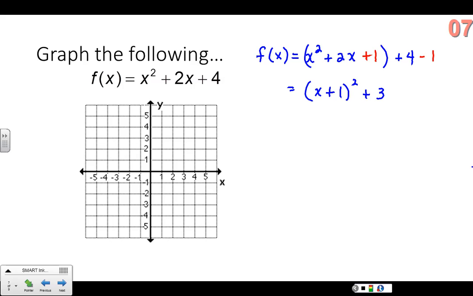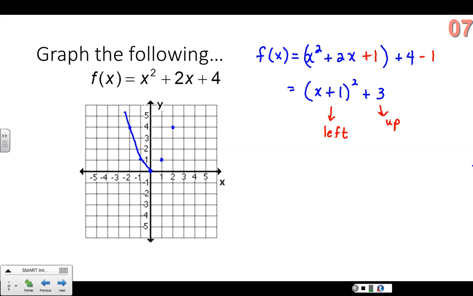So now my function is in the shifted form we're used to seeing. So x plus 1 in parentheses squared, we know we're going to go to the left 1 unit. And then the plus 3 means we're going to go up 3 units. So I'm going to graph my basic curve to just give me some points to go by. 2, 4, negative 2, 4, negative 1, 1. So here's my basic curve.